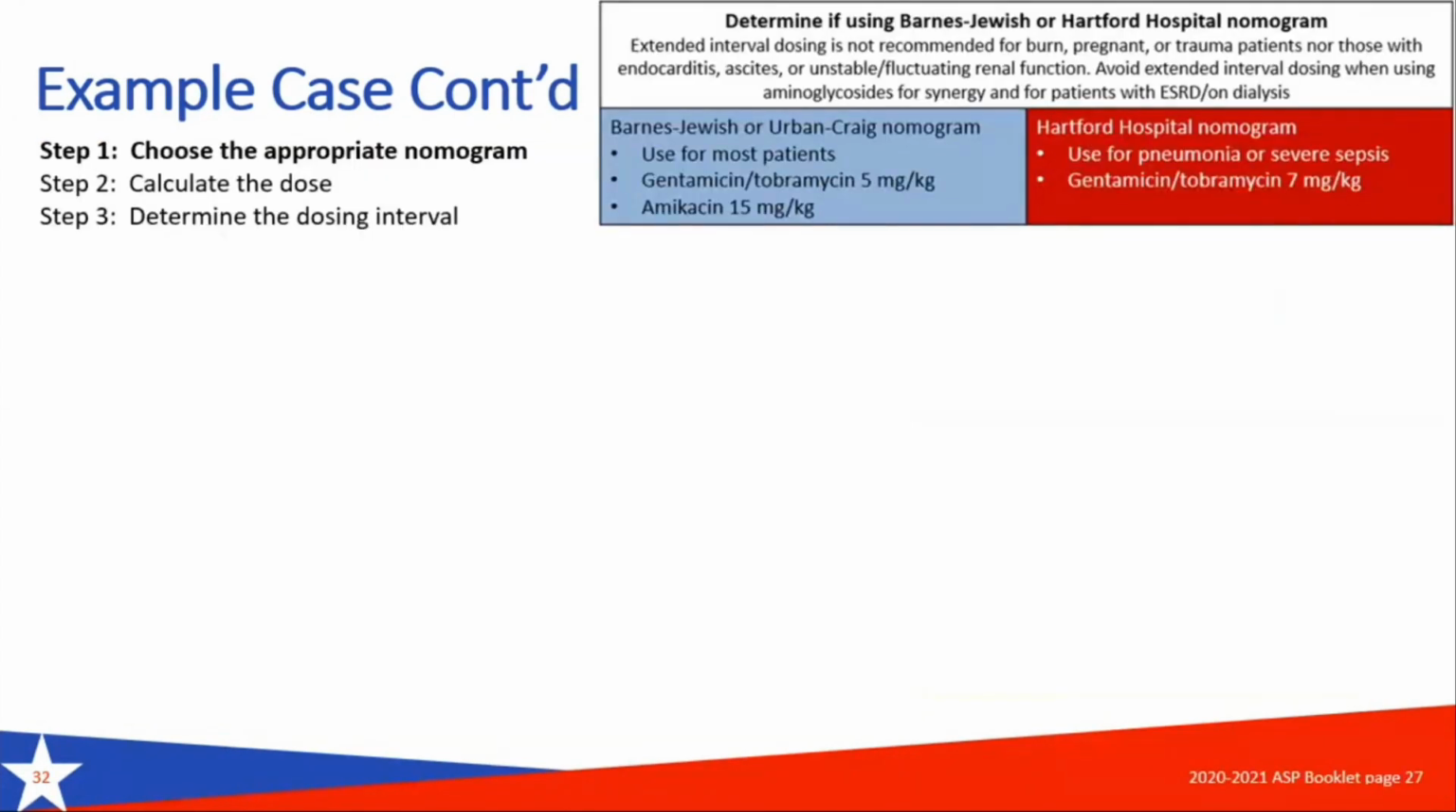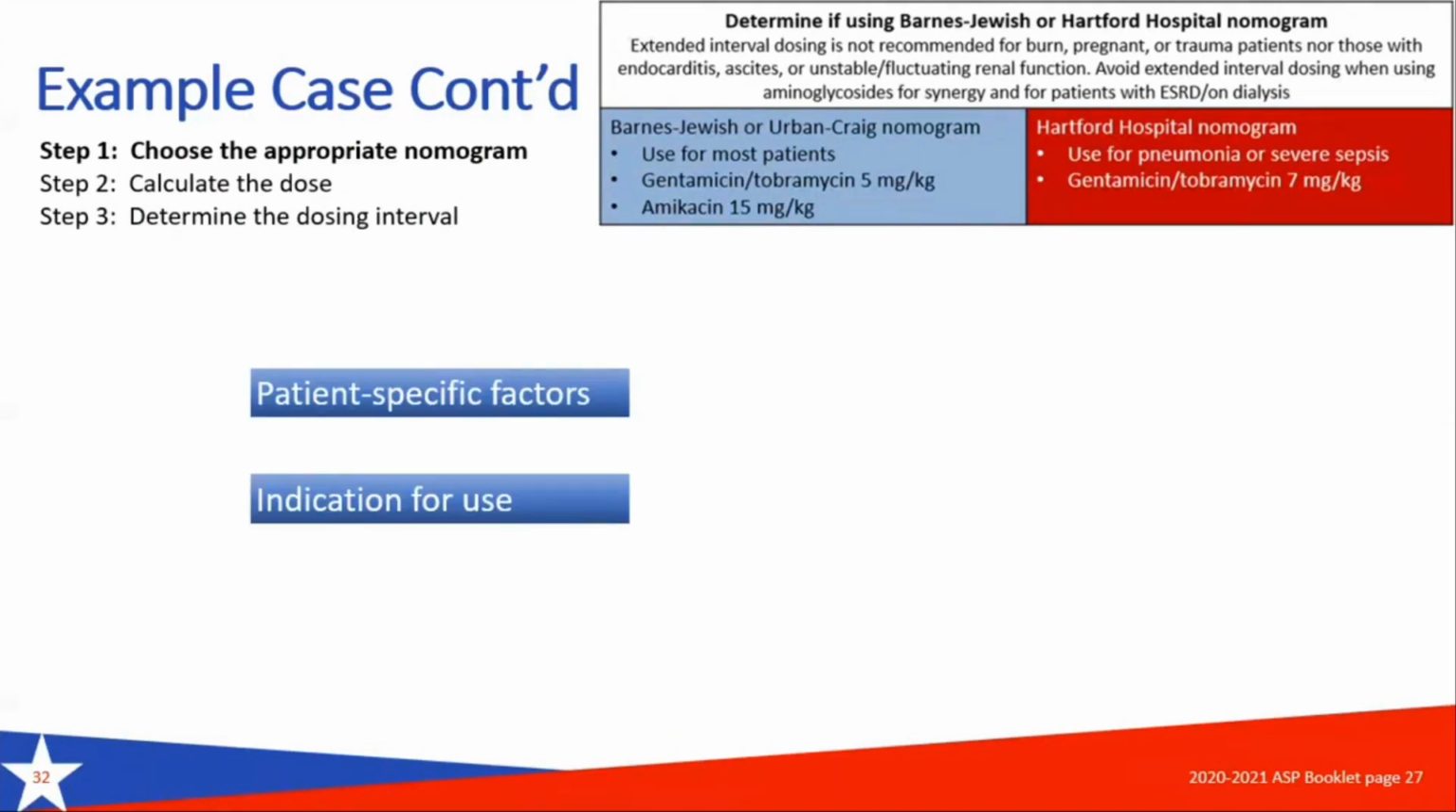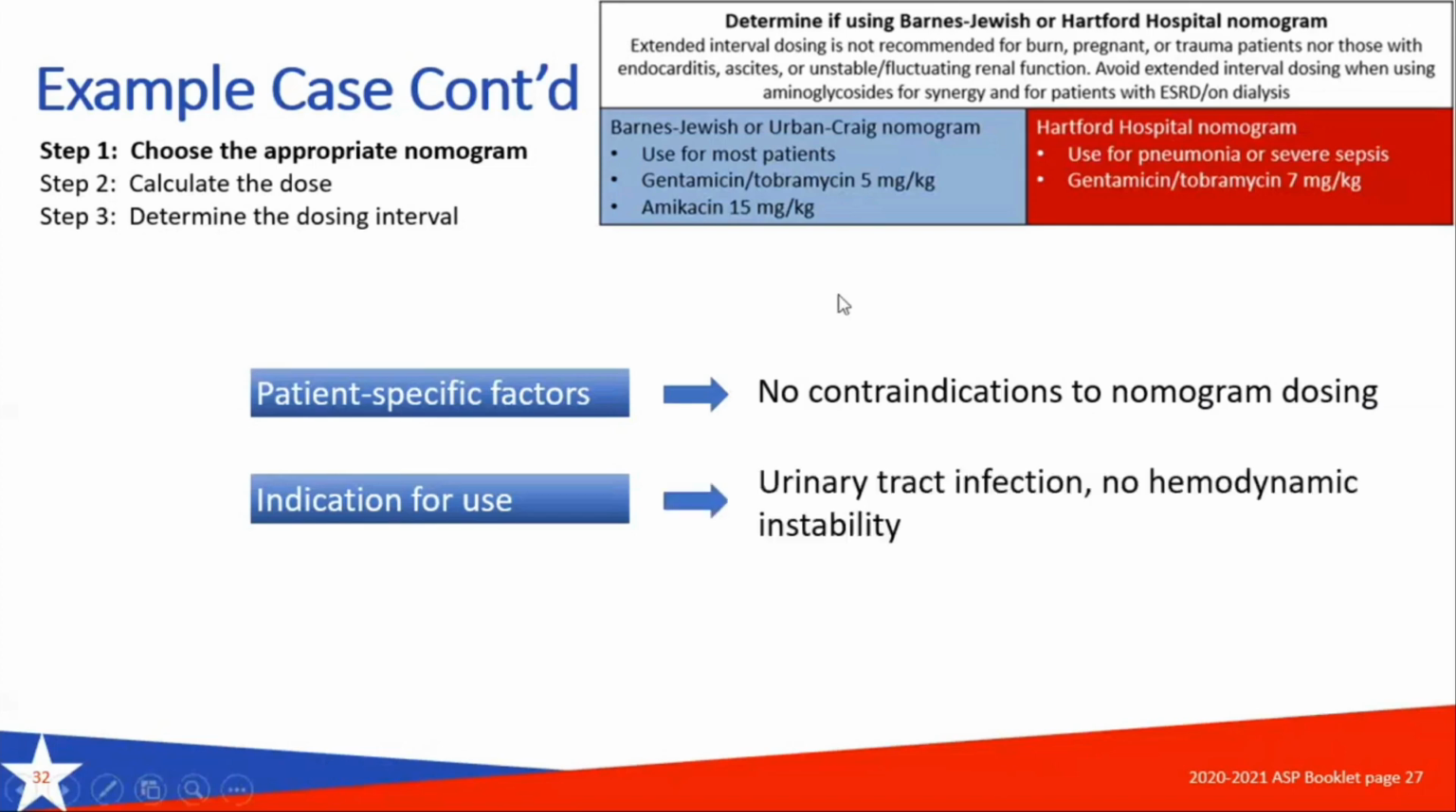All right, so the first thing we're going to do is choose the appropriate nomogram. I kind of took a little portion of the algorithm and put it up at the right-hand side of the screen here. Things that we want to look at are patient-specific factors and then indication for use. Looking at our patient, we don't have any contraindications to nomogram dosing, so we're going to go ahead and use that. And for our indication, we know we're treating a UTI, and he's afebrile, vital signs stable. There's no hemodynamic instability. So we're going to go ahead and use the Barnes-Jewish or Urban Craig nomogram.